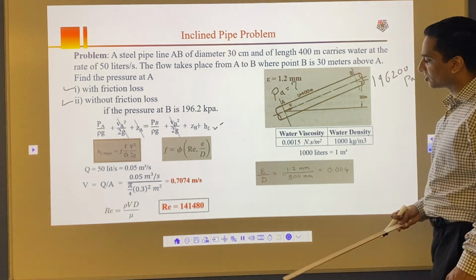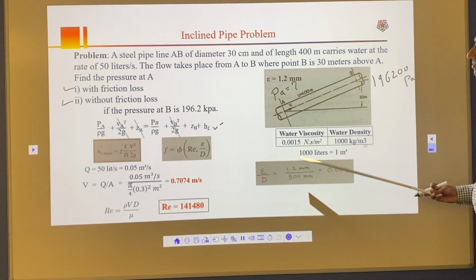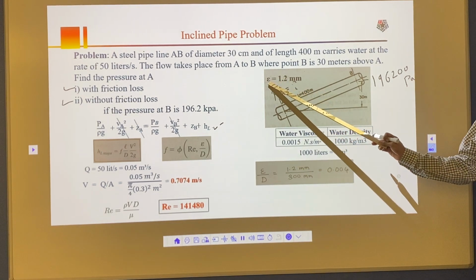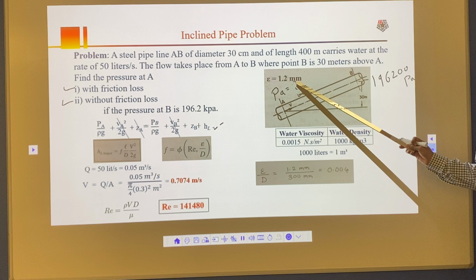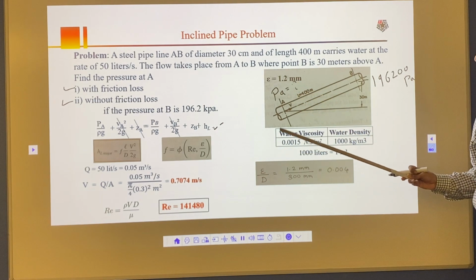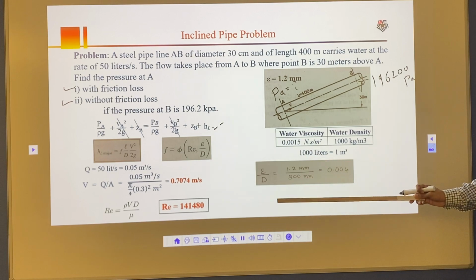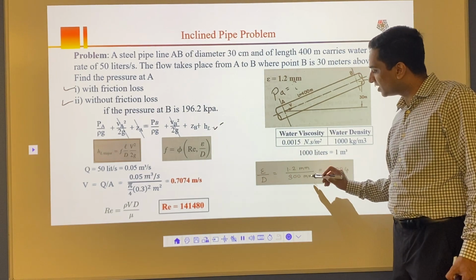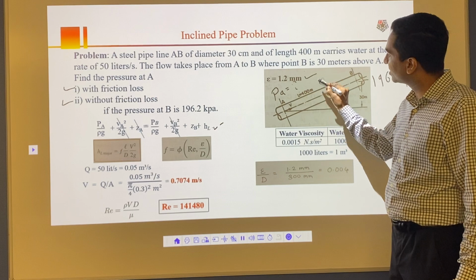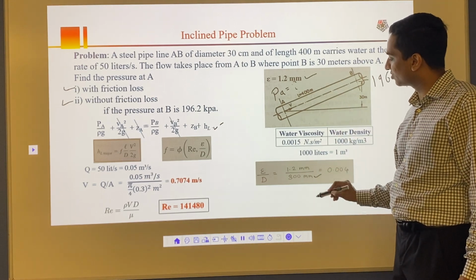So in this case, epsilon by D, epsilon is 1.2 millimeters. 1.2 millimeter is given in the problem. It's a surface roughness property of the material. D is diameter. Remember, epsilon by D must be in millimeter. So epsilon is given in millimeter, your diameter has to be in millimeter to get this calculation.